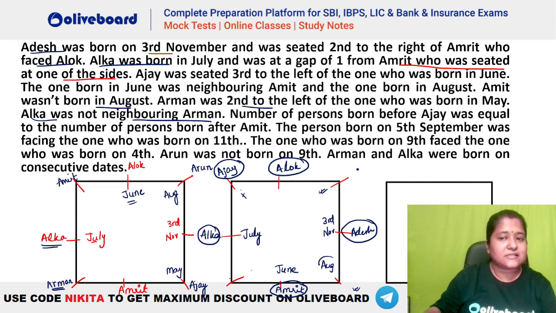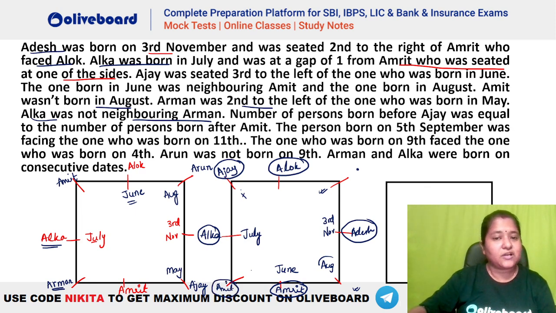So if this is August, that means the other person, Amit, will be here. This person has to be Amit. Okay, I hope this is clear. So Amit was not born in August. So Amit and this August have to be the neighbors of June here. Okay, so we have placed all this right away. We have placed all these people. So now two people are remaining. One of them is Arun and another is this one, that is Arman, right? So Arun and Arman are remaining here.